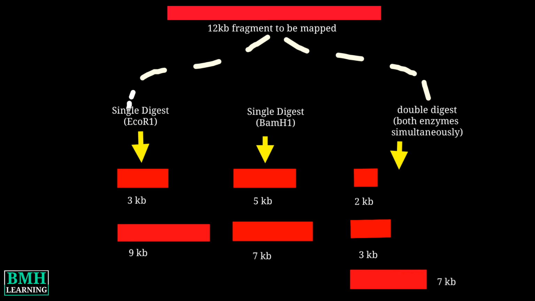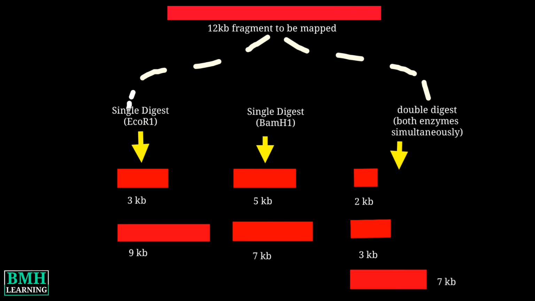Here, two portions of the DNA sample are individually digested with different restriction enzymes, for example, EcoR1 and BamH1. And a third portion of the DNA sample is double digested with both restriction enzymes at the same time.